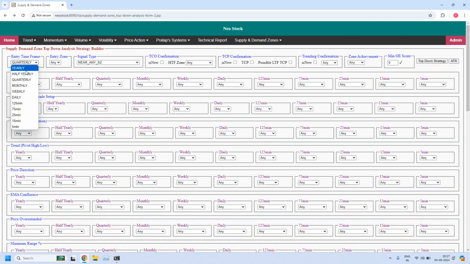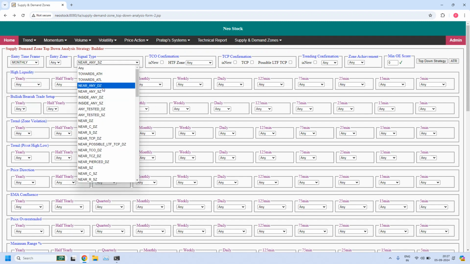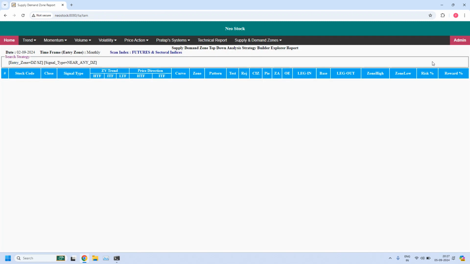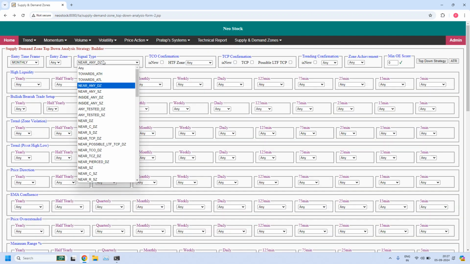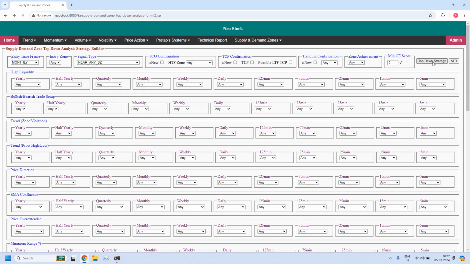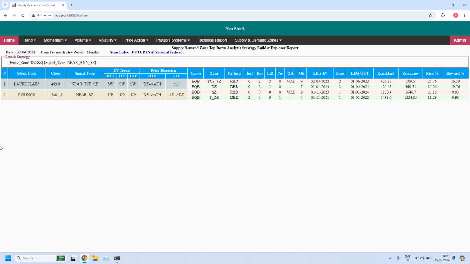Next time frame is monthly. Let us find the stocks near monthly demand zone. No stocks are available. For monthly time frame, let us find the stocks near monthly supply zone. Two stocks are filtered.